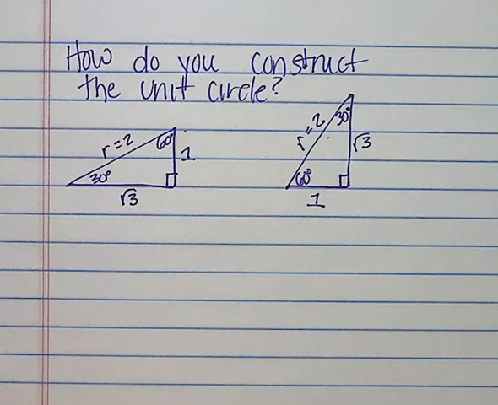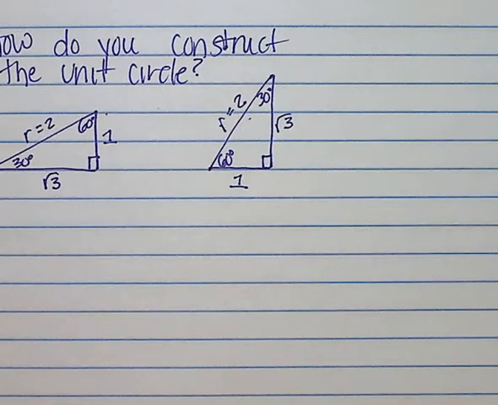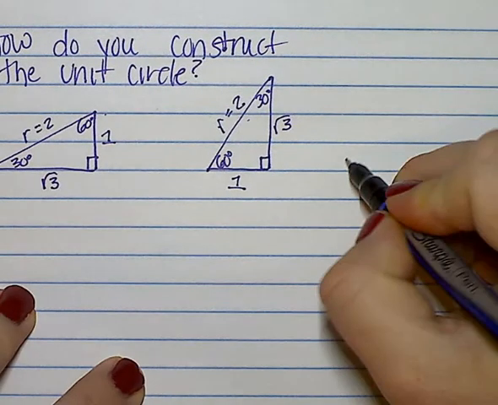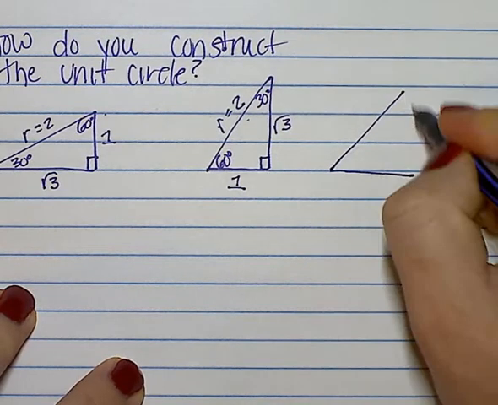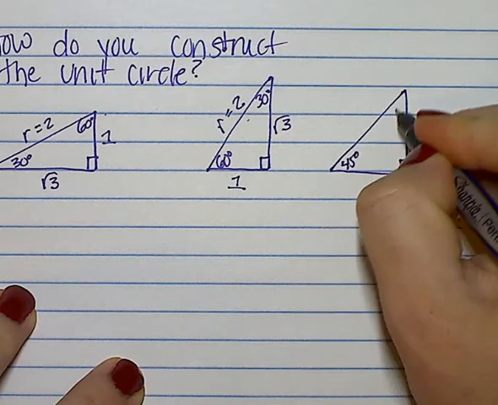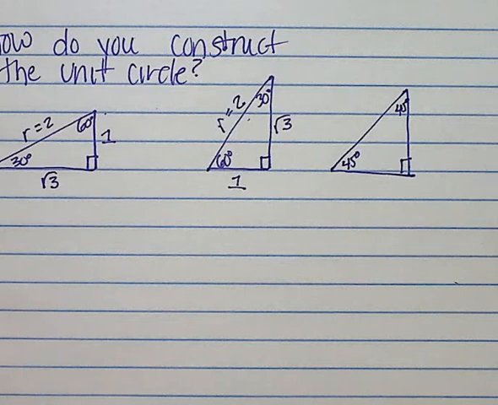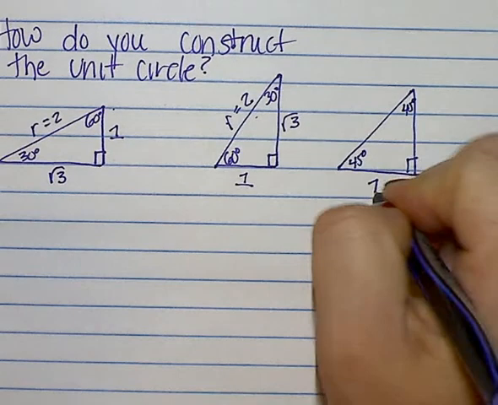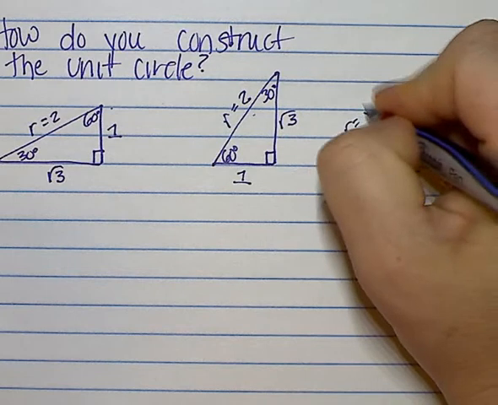The other triangle you have to memorize is the 45. So we have equal legs here. So this is 45 degrees, 45 degrees. And across from the 45s will be the number 1. And your r in this case will be a radical 2.